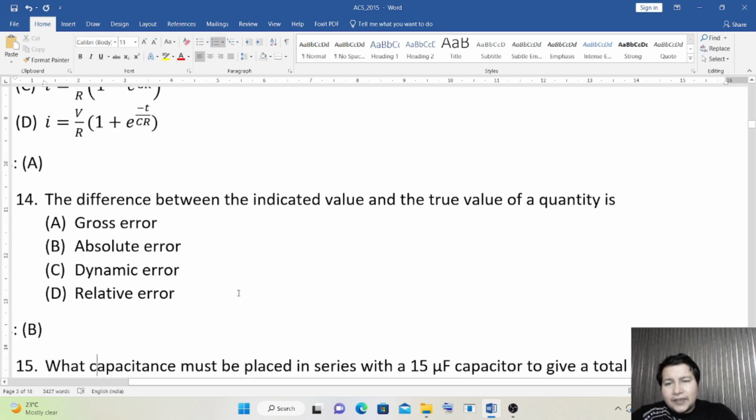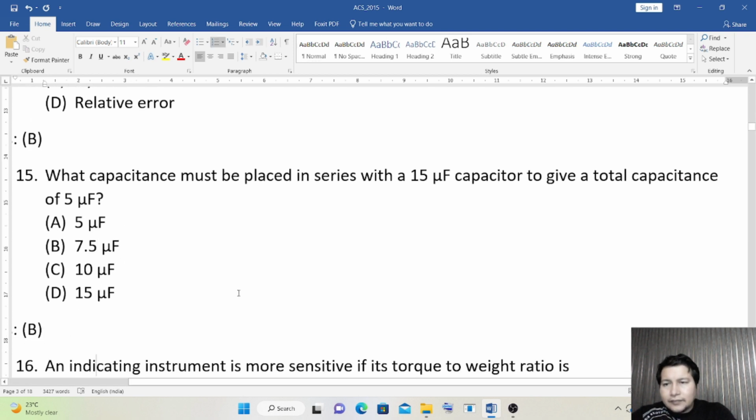The difference between the indicated value and the true value of a quantity is gross error, absolute error, dynamic error, relative error. The answer is option B. It is a measurement question. What capacitance must be placed in series with a 15 microfarad capacitor to give a total capacitance of 5 microfarad? Options are 5 microfarad, 7.5, 10, 15 microfarad. For the correct option you have to calculate; 7.5 microfarad will be the answer.